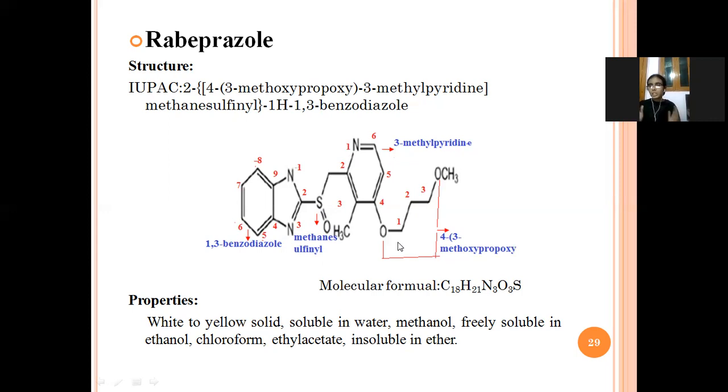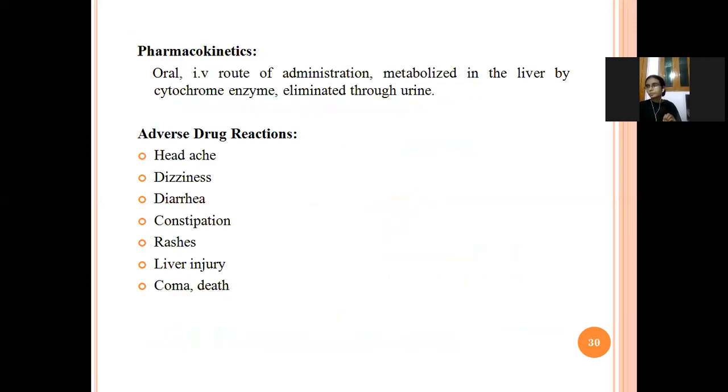So this is the structure and IUPAC name, and properties are, it is a white to yellow solid, and it is soluble in water, methanol, and freely soluble in ethanol, chloroform, ethyl acetate. So pharmacokinetics are, it is given by oral and intravenous routes of administration, and it is metabolized in the liver by cytochrome enzyme, and it is eliminated through urine. Adverse drug reactions are headache, dizziness, diarrhea, constipation, skin rashes, liver injury, coma, and death.